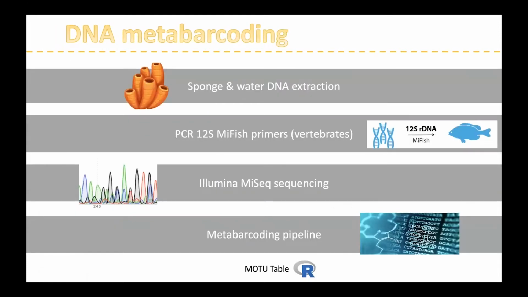The main methodology consisted of extracting the DNA from sponge tissues and then amplifying it using the specific MiFish primer for vertebrates, and then running the Illumina MiSeq sequencing. After running the metabarcoding pipeline, we obtained what are known as molecular operational taxonomic units, the MOTUs, which correspond to the different species.